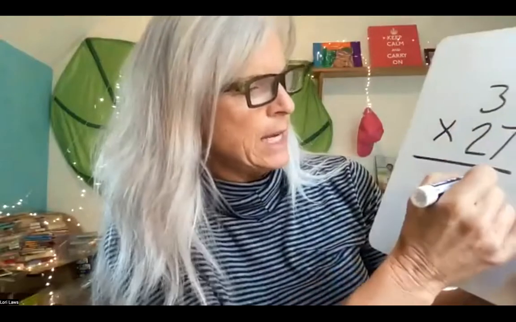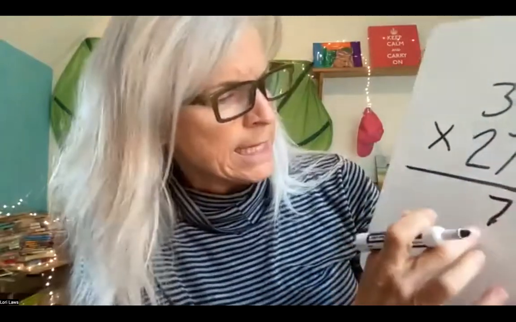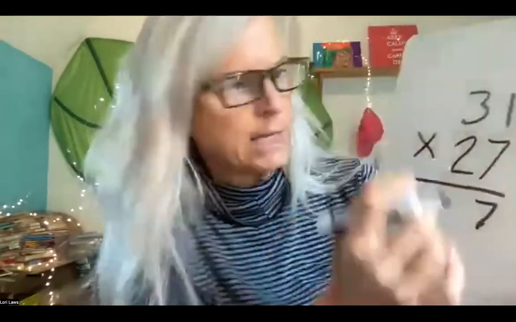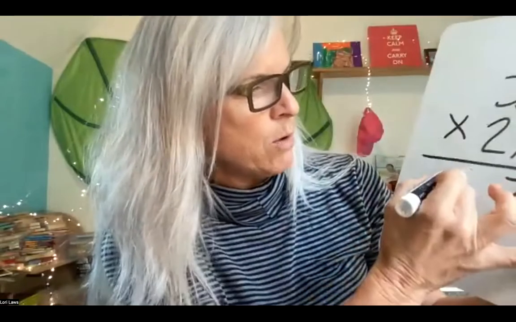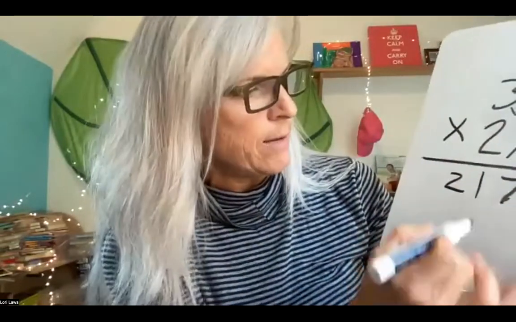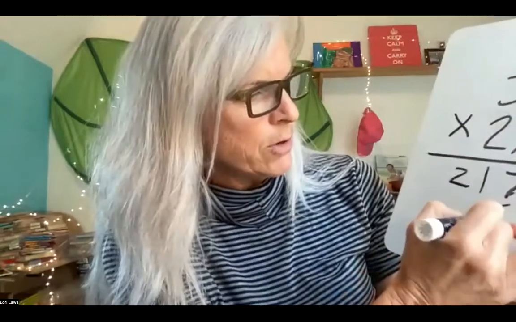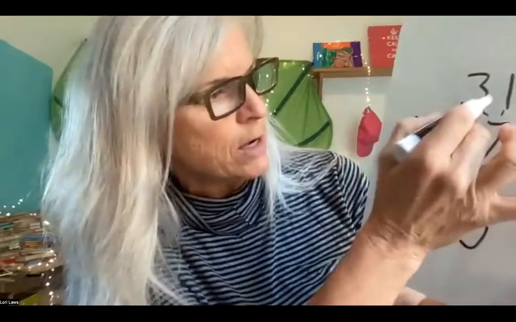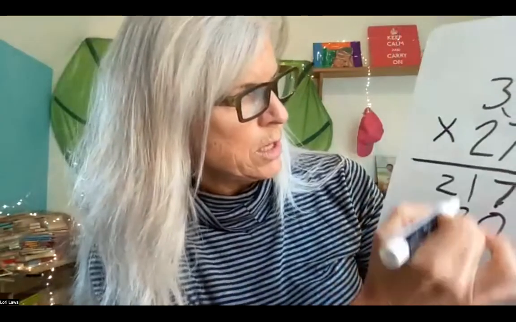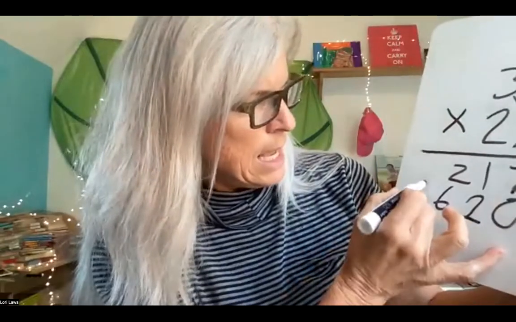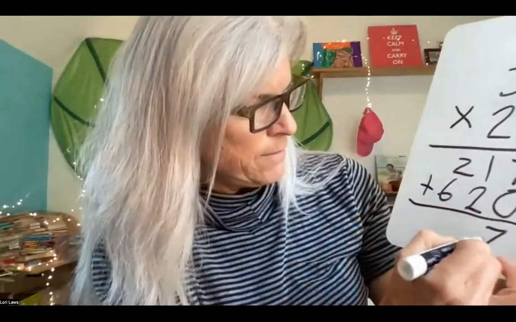1 times 7 is 7. If it was more than 10, I would have to carry and put it up here to remember that my 10 is rebundled, but it's not. 3 times 7 is 21. This is how I learned to do it. Then I have to put a 0 in here to hold my place value for the 7. 1 times 2 is 2. 2 times 3 is 6. And then I add them together.